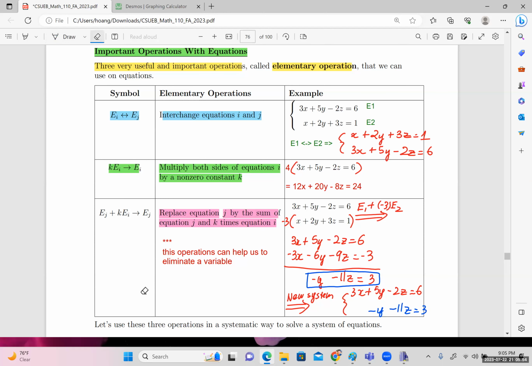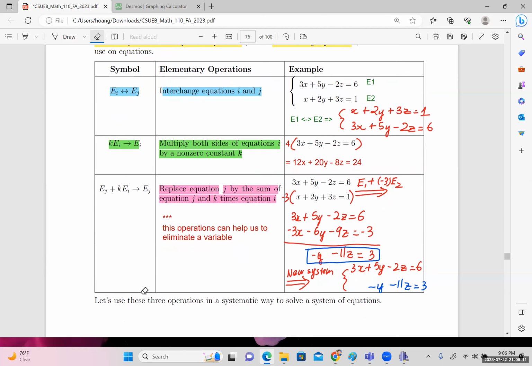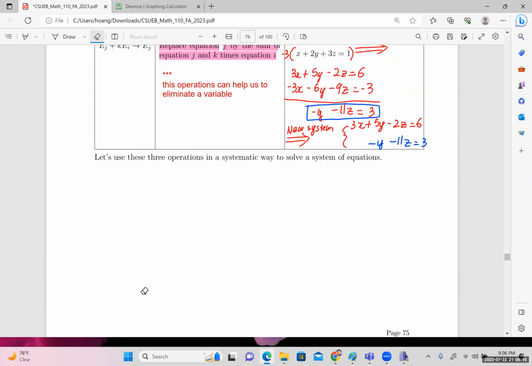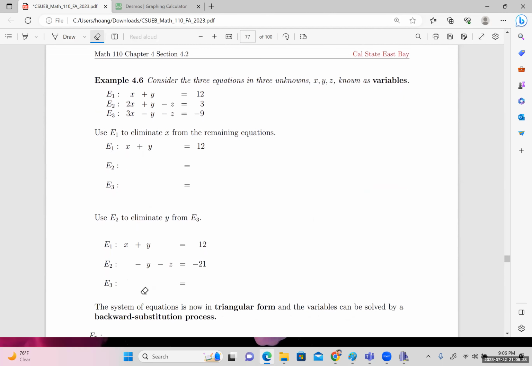So we have the second one without variables x. So no more term x in this case. Like I say, this operation can help us to eliminate a variable. Okay, so we will use these 3 operations in a systematic way to solve a system of equations. Okay. Let's move to example 4.6.